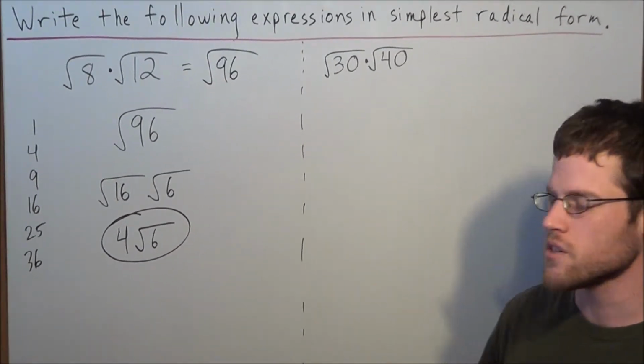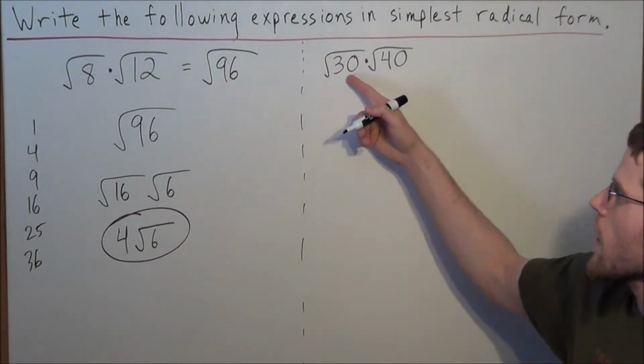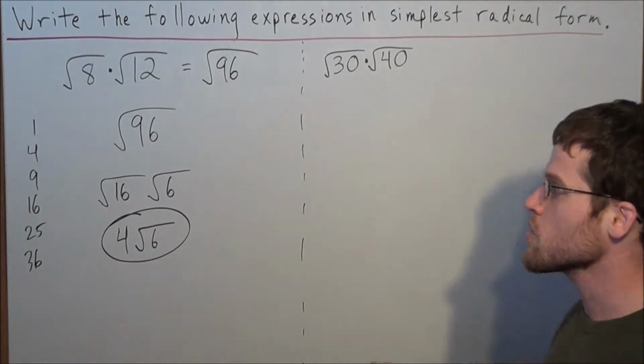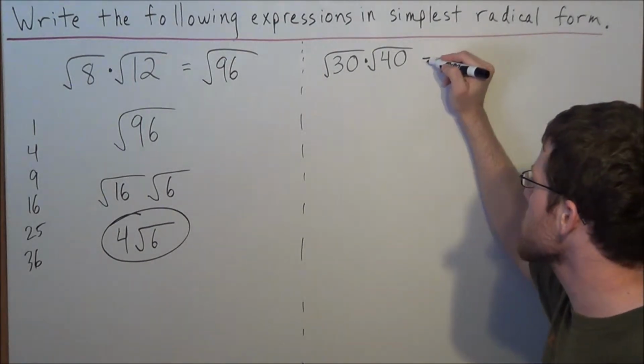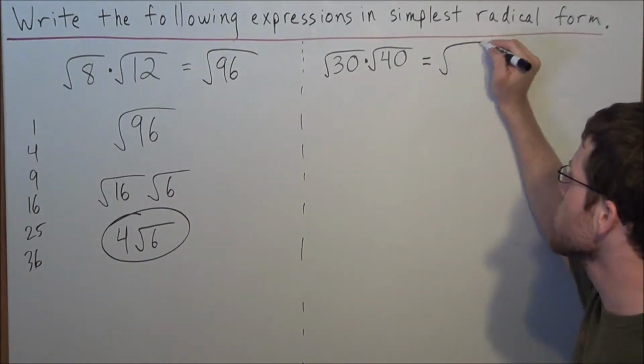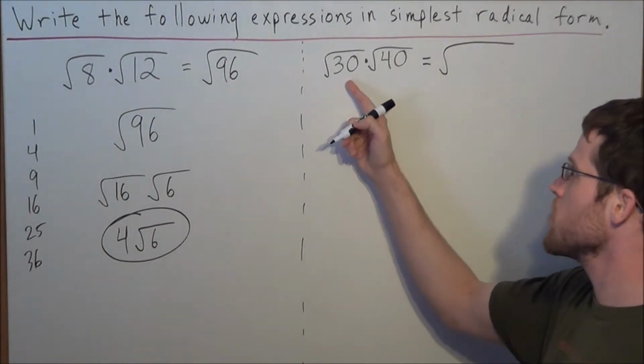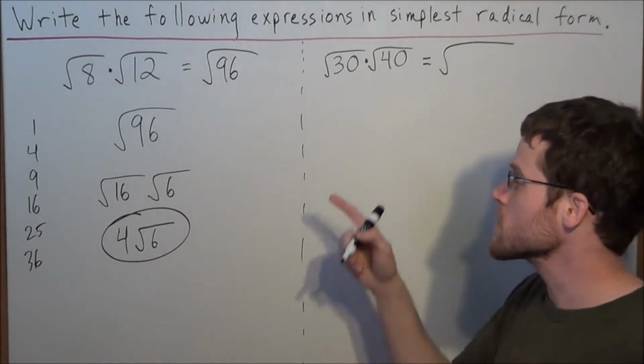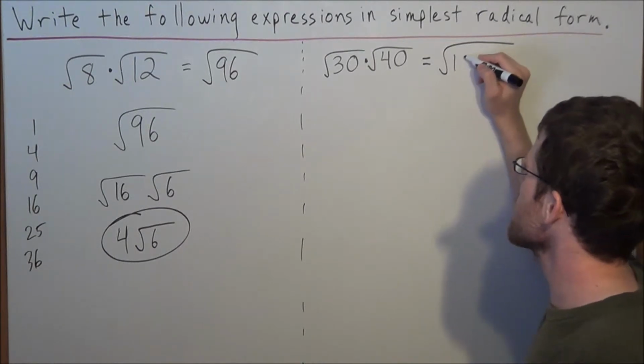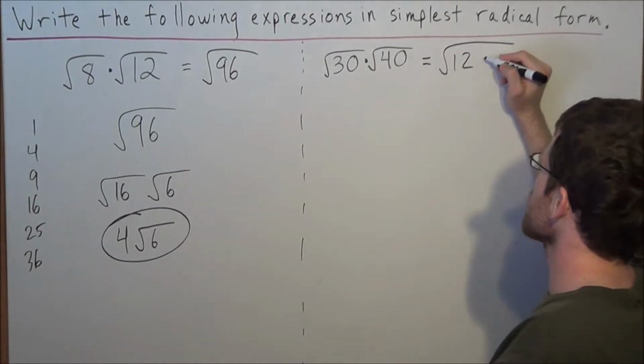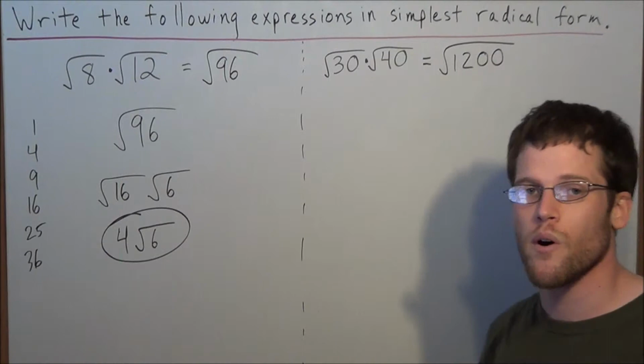So now we can focus on the second example. We're looking at radical 30 times radical 40. And once again, all we need to do is multiply the numbers under the radical, and we could combine them into a single radical. So 30 times 40, if you want to do this mentally, 3 times 4 is 12, and we have 2 zeros, so 30 times 40 is 1200.